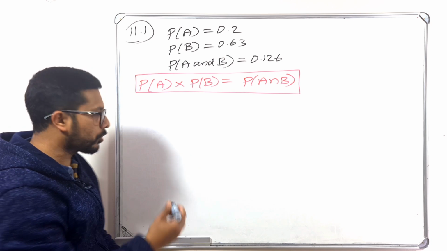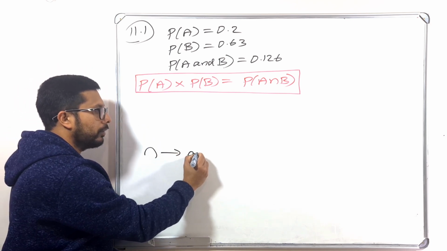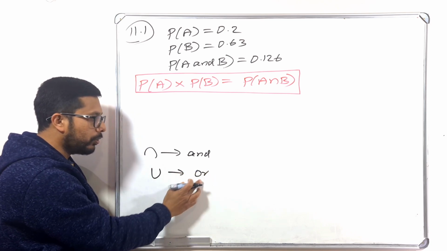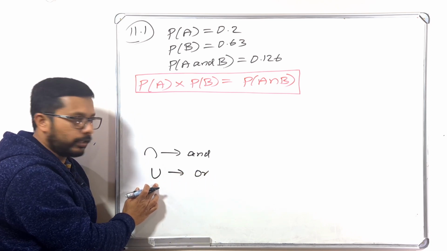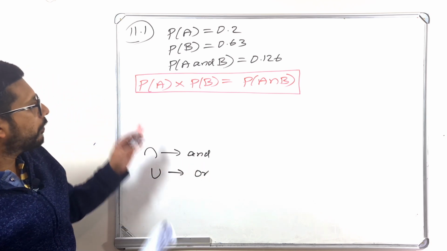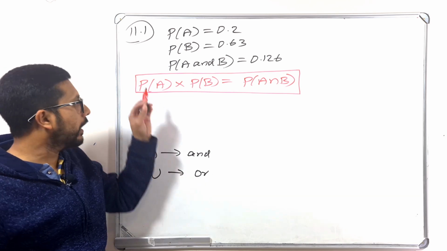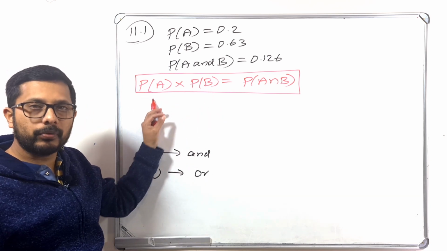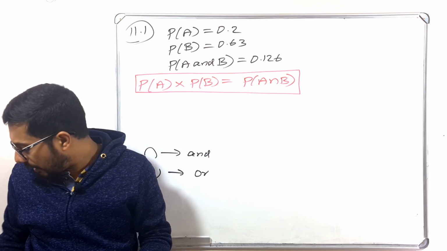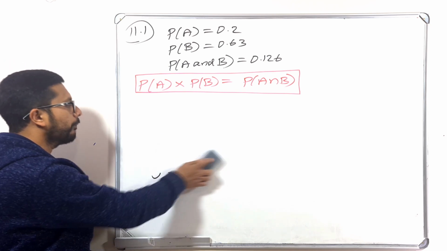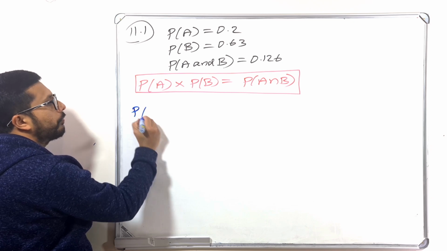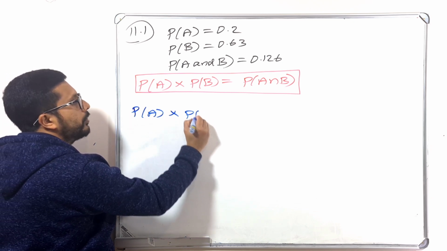Just once more, intersection means "and" and union means "or". If you see "or", you have to understand that that is union. If you see "and", you have to understand that that is intersection. So what is the condition to say two events A and B are independent? Probability of A times probability of B is probability of A intersection B. Let's check whether it is correct for this one. What is probability of A times probability of B?